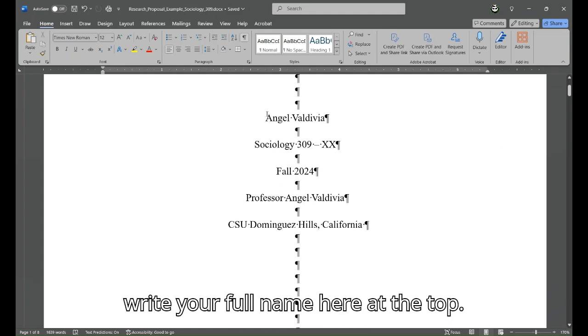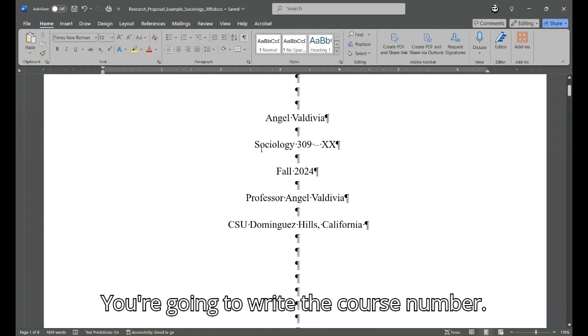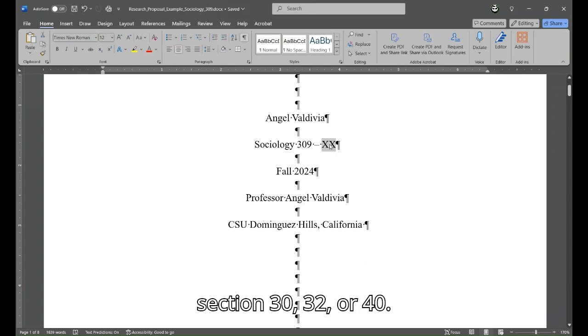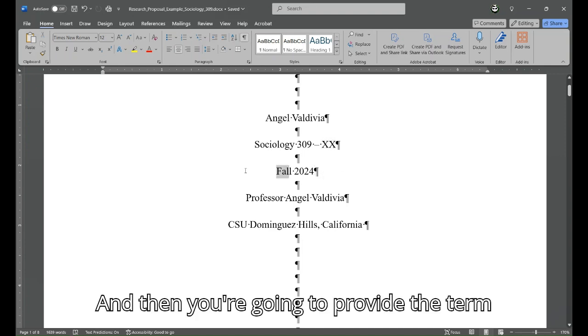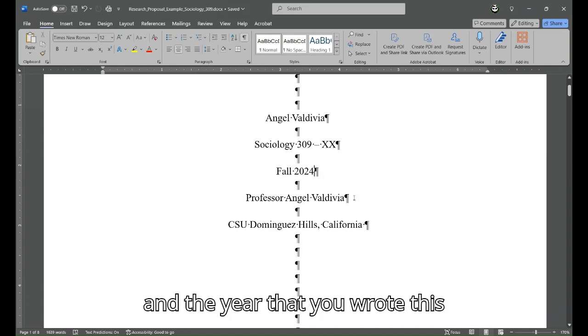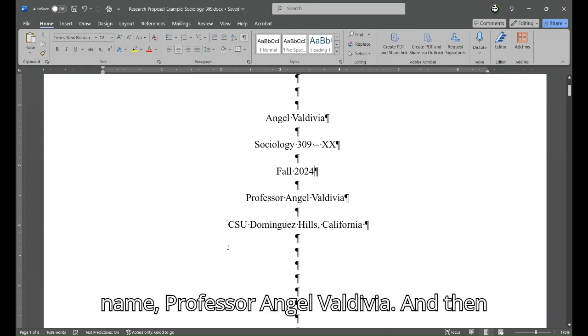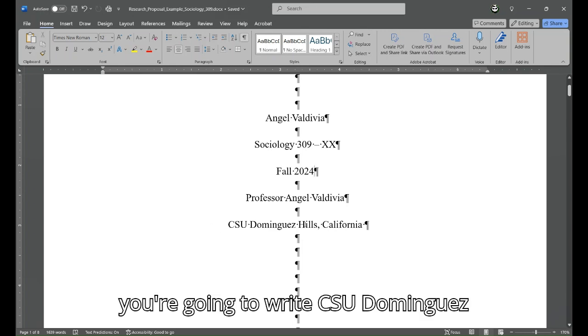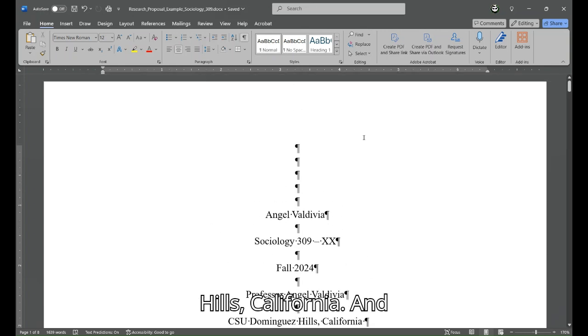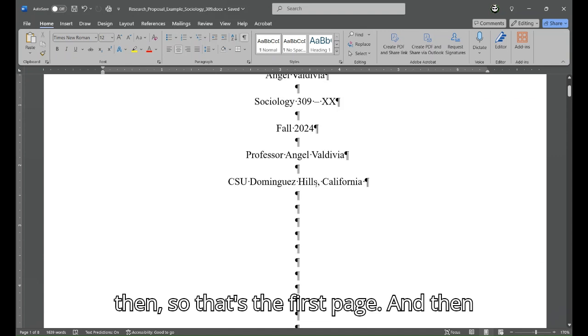You're gonna write your full name here at the top. You're gonna write the course number, and then you're going to add if you're in section 30, 32, or 40. And then you're going to provide the term and the year that you wrote this manuscript. Then you're going to write my name, Professor Angel Valdivia. And then you're going to write CSU Dominguez Hills, California. Okay, so that's the first page.